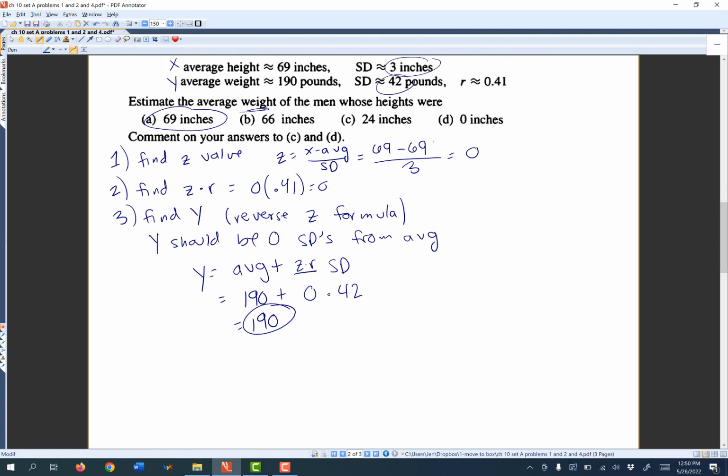So we're always going to find a Z value using all of our X values. Then we'll find Z times R, and then we'll reverse that Z formula to get to Y. So Y is going to be the average plus that Z times R times the standard deviations.